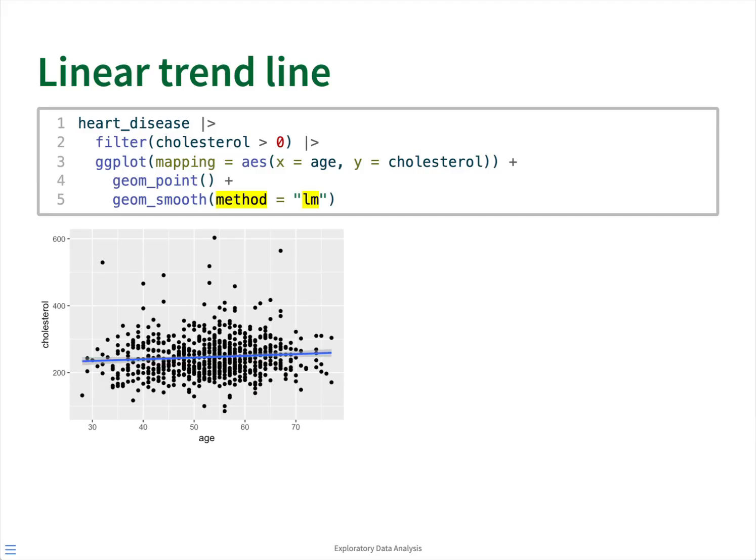We can also customize how our trend line is created. The previous one was a squiggly trend line that went through the sort of average point at any value on the x-axis. However, we can also create a linear trend line with the same geom_smooth function. All we have to do is add an extra argument where we change the method that's used to create the line. If we want a linear line, we would say method equals lm, like we see here.